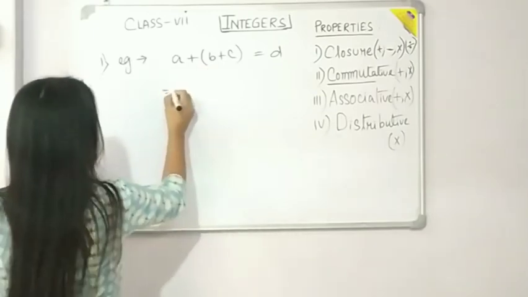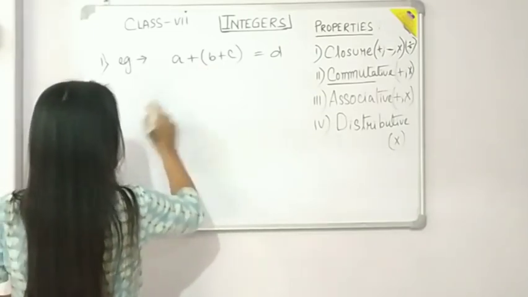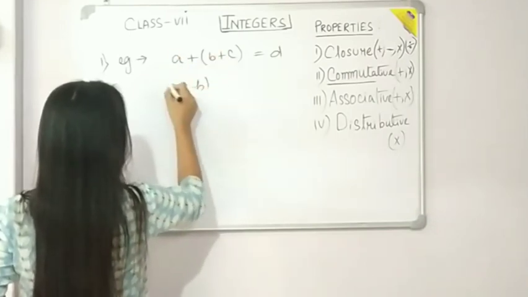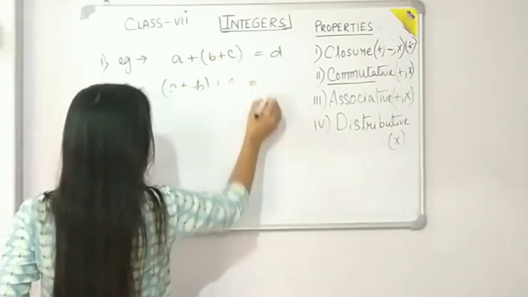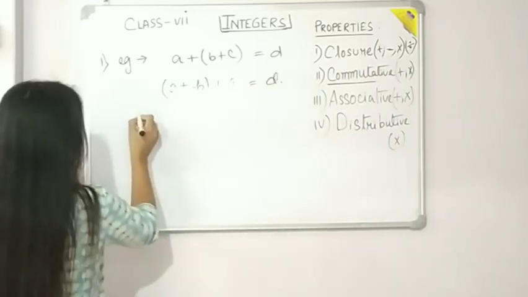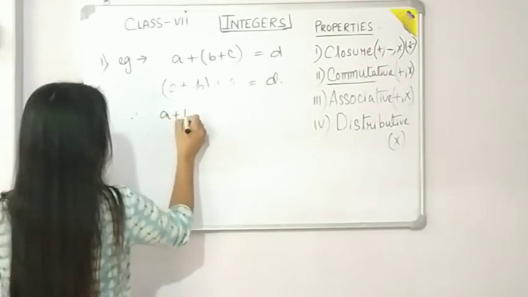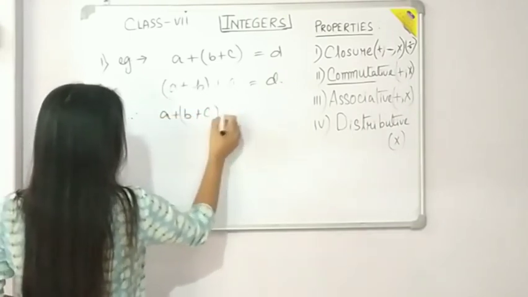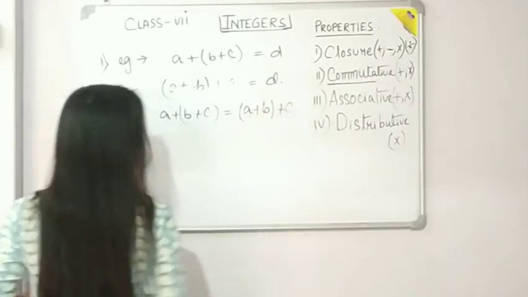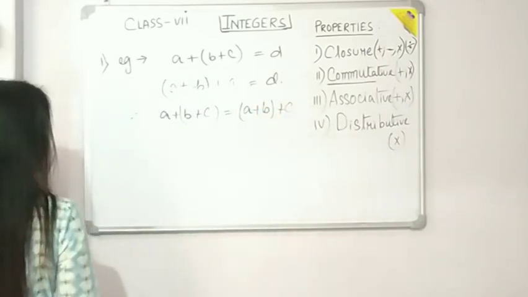If I change the order, now let me make a group of A plus B and let me keep C as a single, then also my answer will remain same, from which we can say that (A + B) + C is equal to A + (B + C). Now let us try with some numbers.